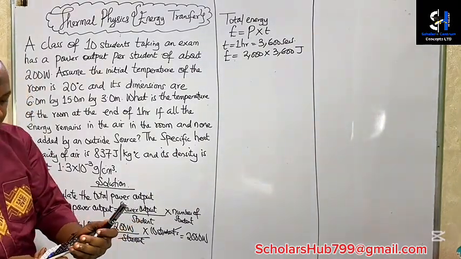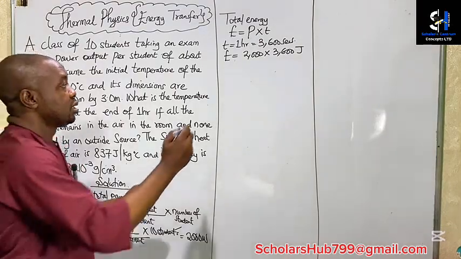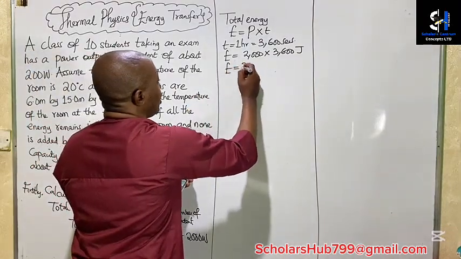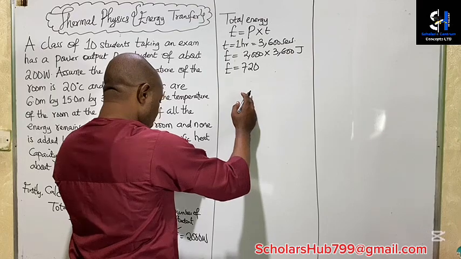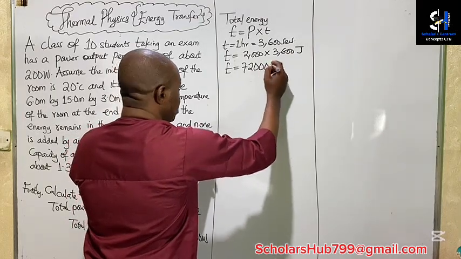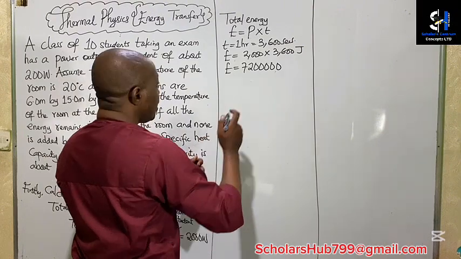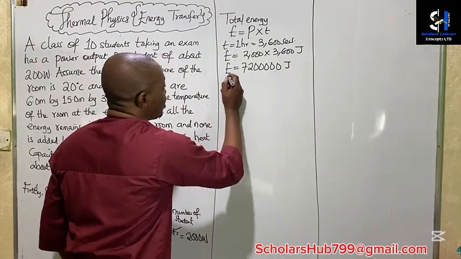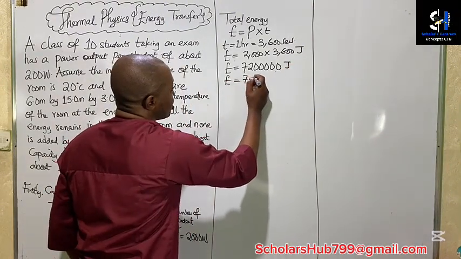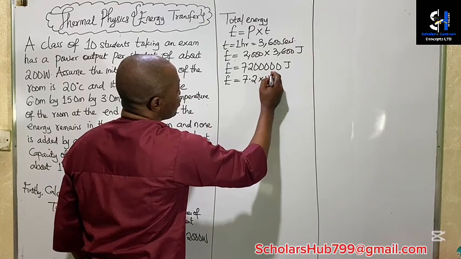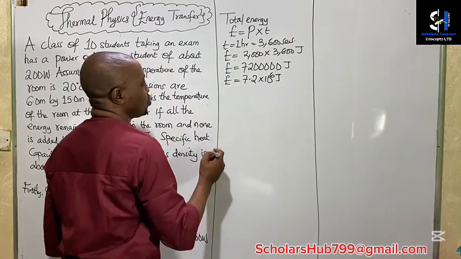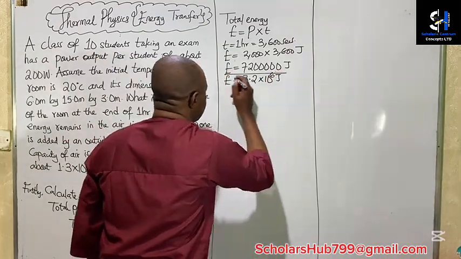Okay, so this is going to be 3,600 multiplied by 2,000. That will be 7,200,000. Okay, so this is in joules. So the energy will then be 7.2 times 10 raised to the power of 6 joules. So this is the total energy.